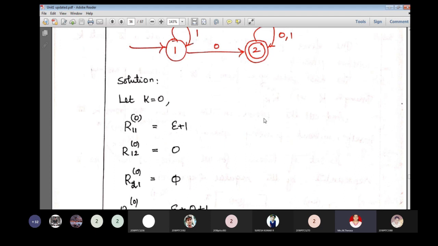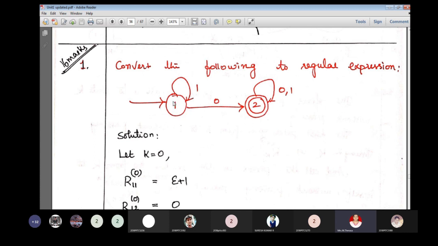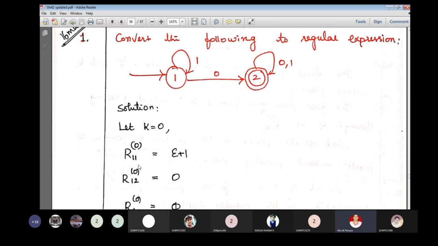0. R11 power 0 is equal to epsilon plus 1. R12 power 0 is 0. See, whenever i is equal to j. So first R11, from 1 to 1, we have one self loop. But whenever i is equal to j, you have to include epsilon also. So this R11 power 0 becomes epsilon plus 1.